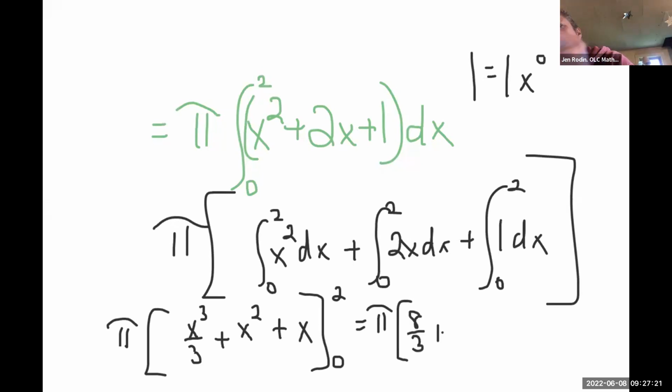8/3 plus 4 plus 2. There it is. Well, that was easy to find. And 6 equals 18/3, so that's why it's 18 plus 8.